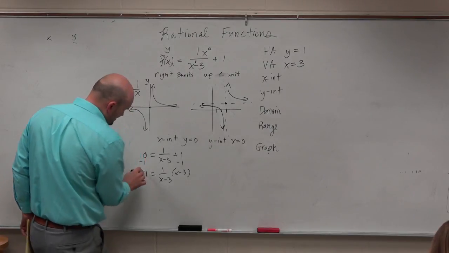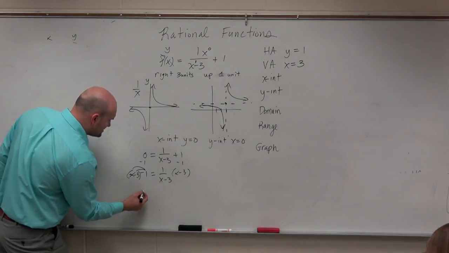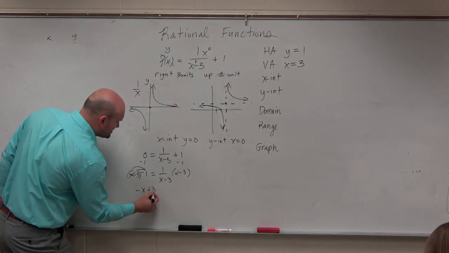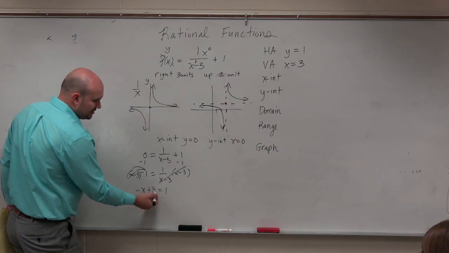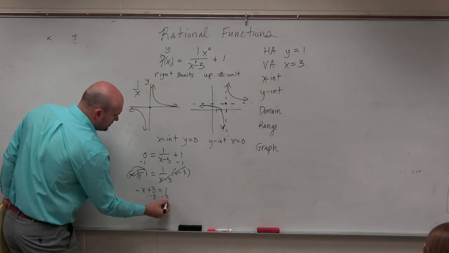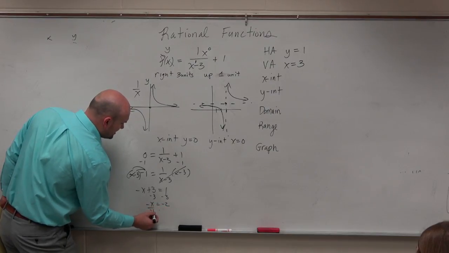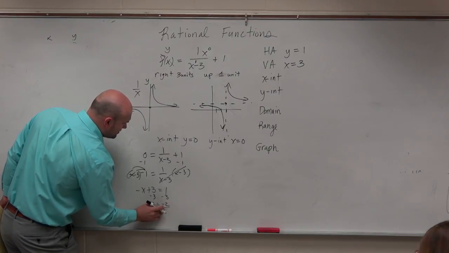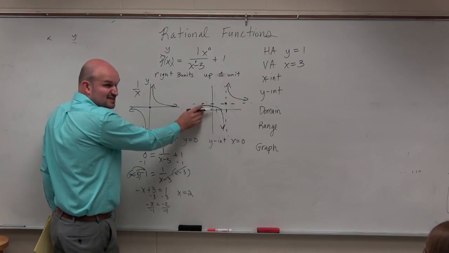Please note, guys, distributive property here. That's why I put that in parentheses. So therefore, this is negative x plus 3 equals 1. And then you could subtract a 3. Negative x equals negative 2. Divide by negative 1. The x-intercept is at x equals 2. Does that look like it crosses at x equals 2?